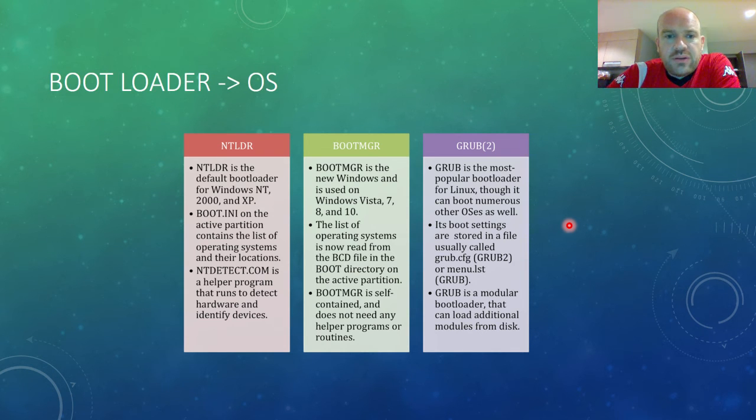So people started using bootloaders instead of starting the operating system directly. The bootloader is going to have a list of which operating systems to use. So the MBR, the master boot record, instead of starting the operating system directly, will first start the bootloader, and then the bootloader will start the operating system. There are a few different bootloaders, but here are some of the common ones.